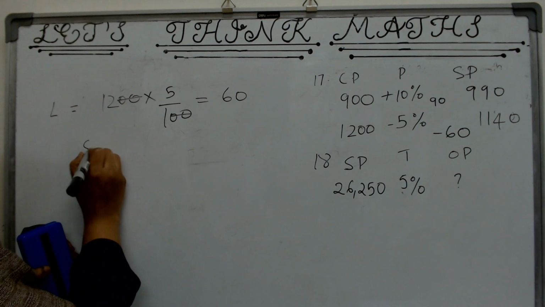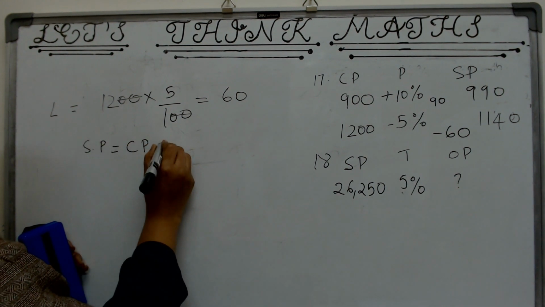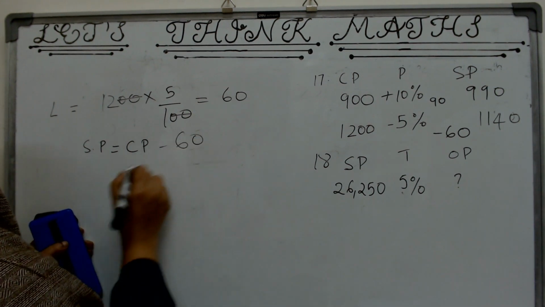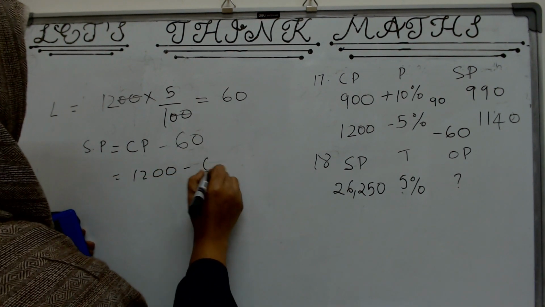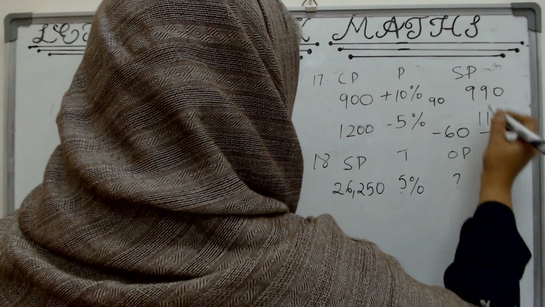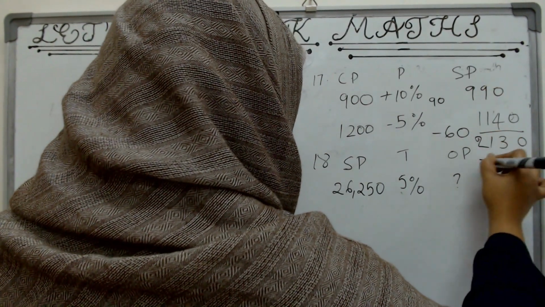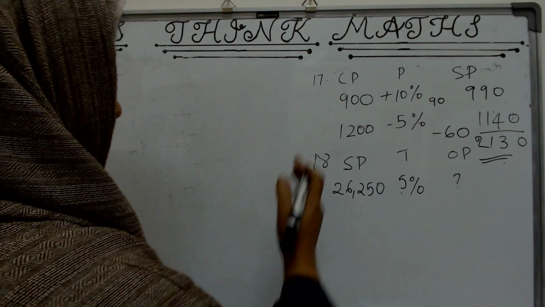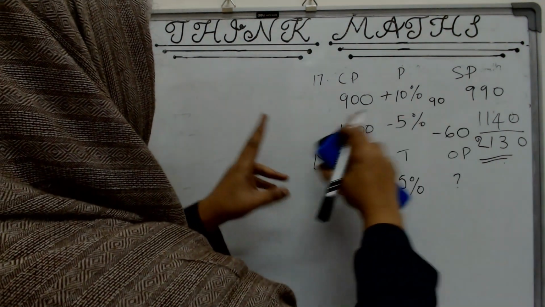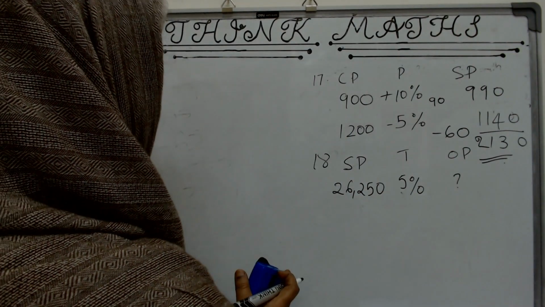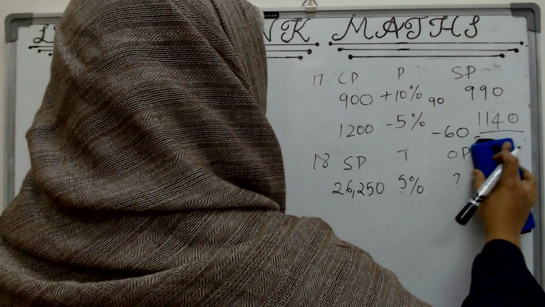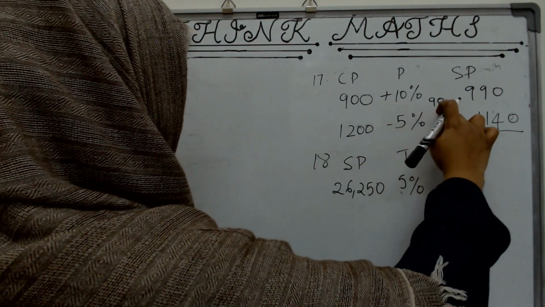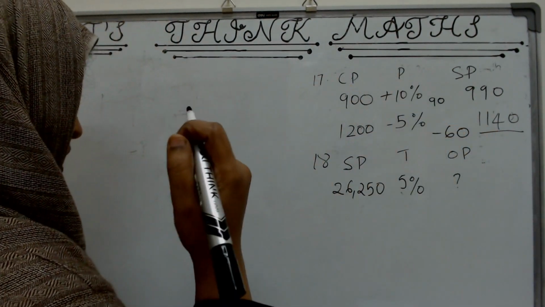Then what is the selling price? Selling price is cost price minus loss. And so the final answer is what? This is the amount of money that he got. But what is the question? The question is, what is the difference between the total money he spent and the final amount that he had in his hand? So he had a profit of 90 and he had a loss of 60.